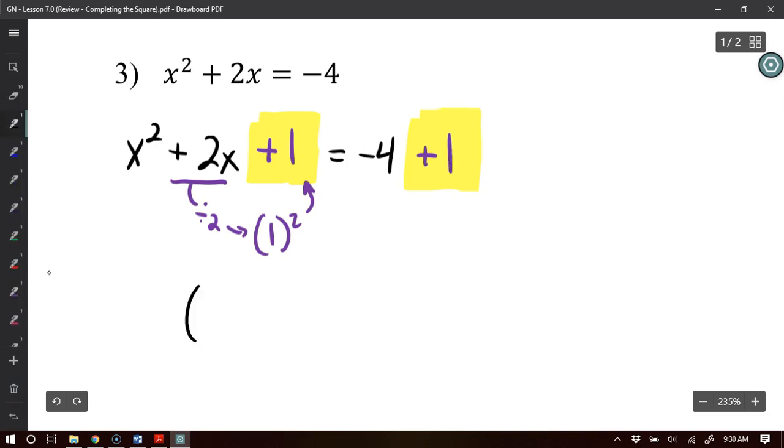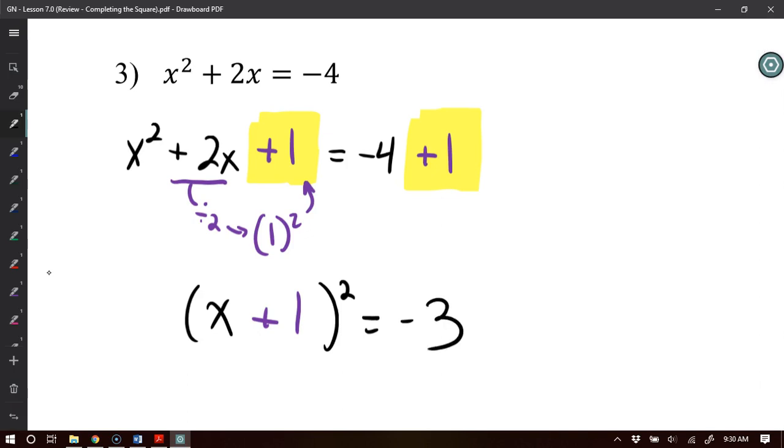By doing that, what goes in the parentheses that is squared? Well, it's the number we got when we divided by 2. It's that positive 1. And then negative 4 plus 1 is negative 3. And now we completed the square.